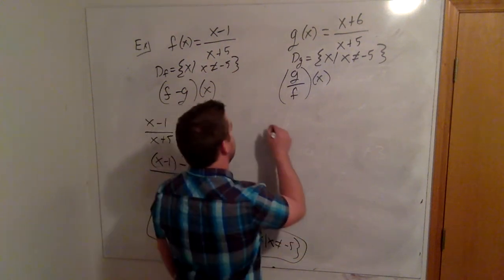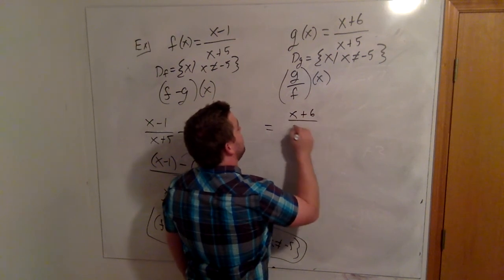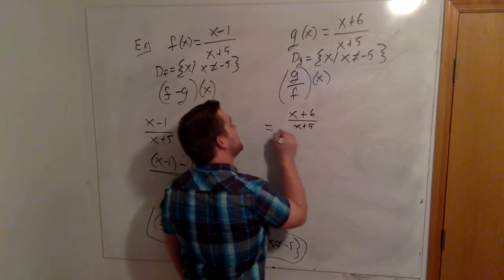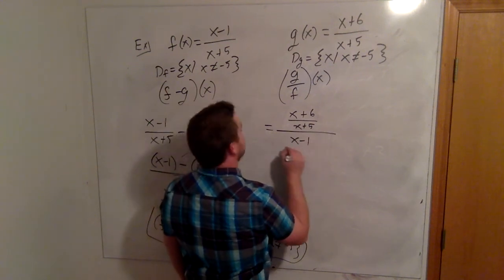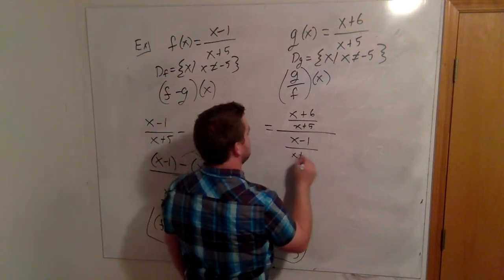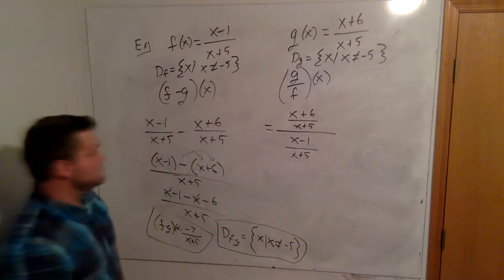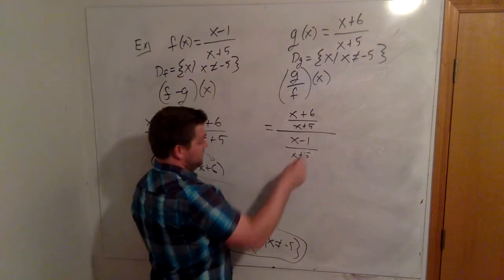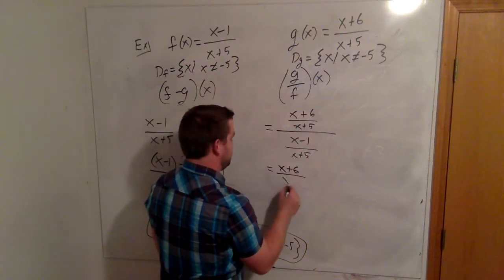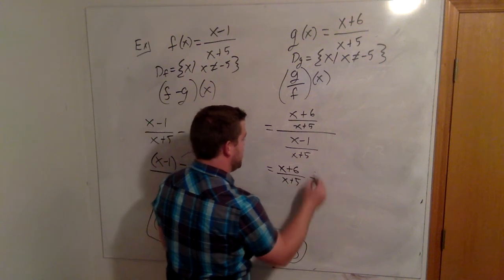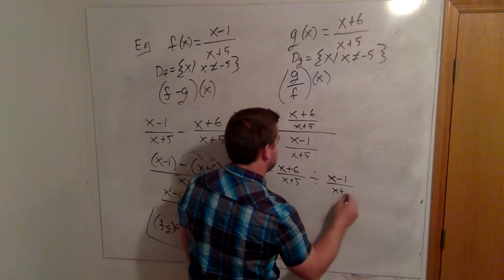Let's do g divided by f. Okay, what are we going to get here? I'm going to take our function g, which is x plus 6 all over x plus 5, and I'm dividing that by x minus 1 all over x plus 5. So let's go ahead and simplify this. How this reads is I'm taking x plus 6 all over x plus 5, and I'm dividing that by x minus 1 all over x plus 5.